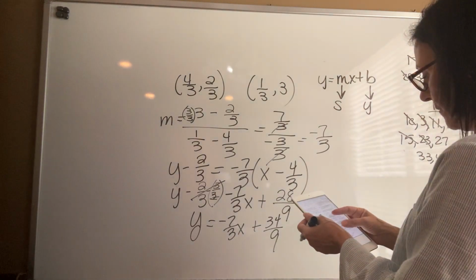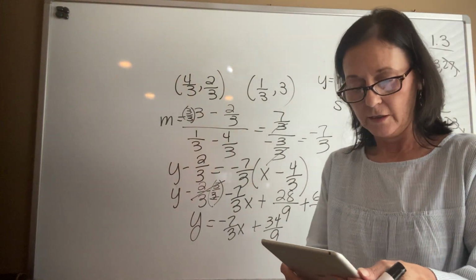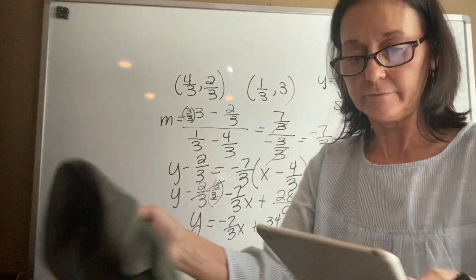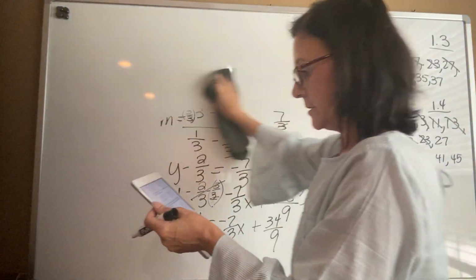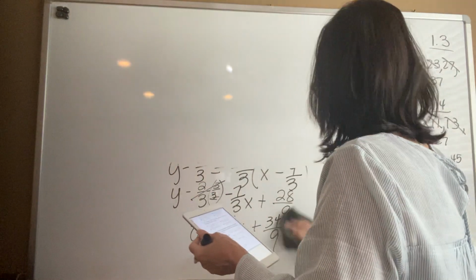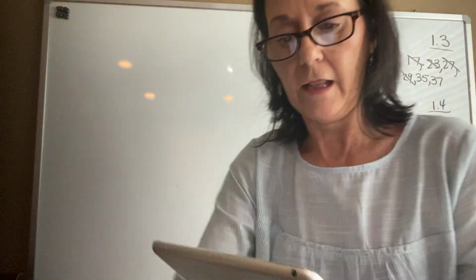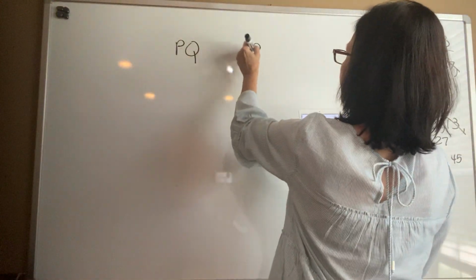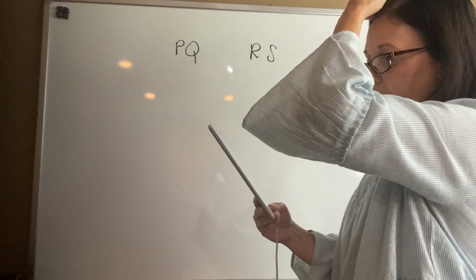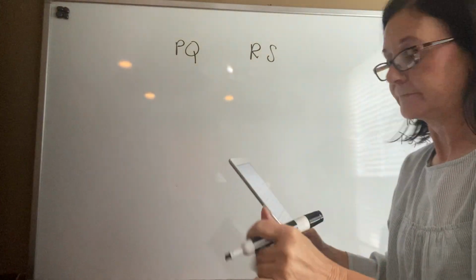All right, so that was number 23. Moving right along to 27. It wants to know, determine whether the line through PQ, so we've got a line through PQ and a line through RS. I want to know, are they perpendicular or parallel or neither? So I've got to look at their slopes.